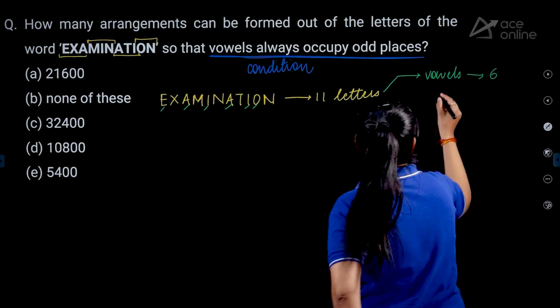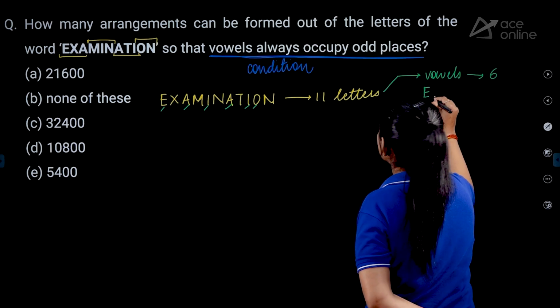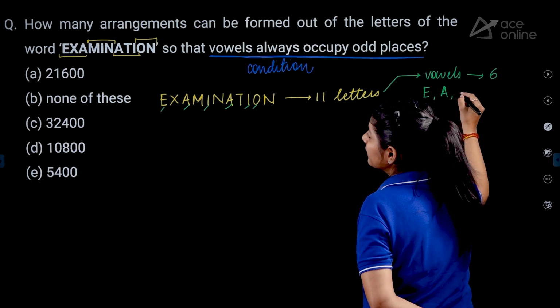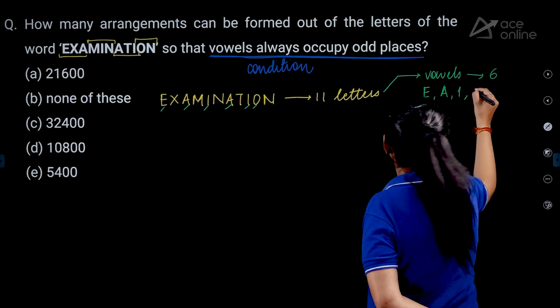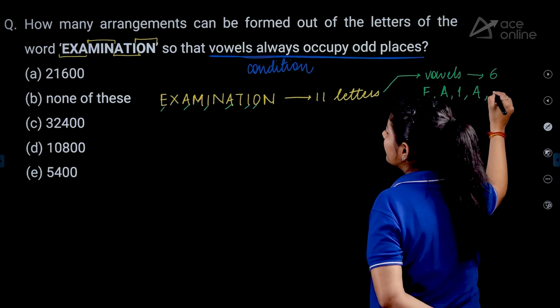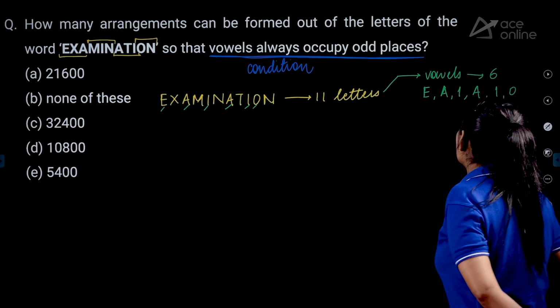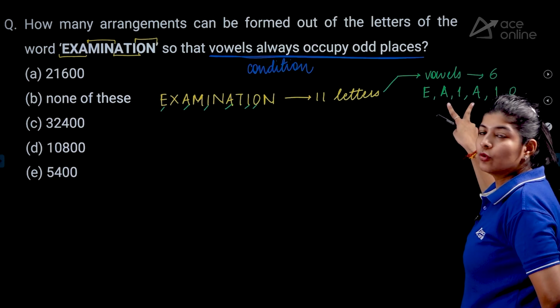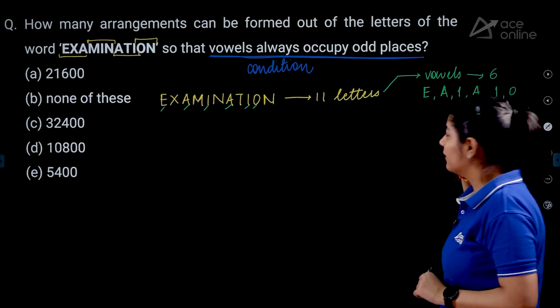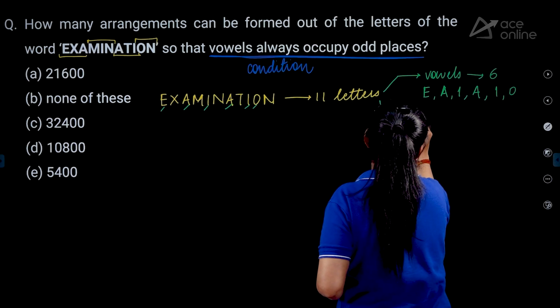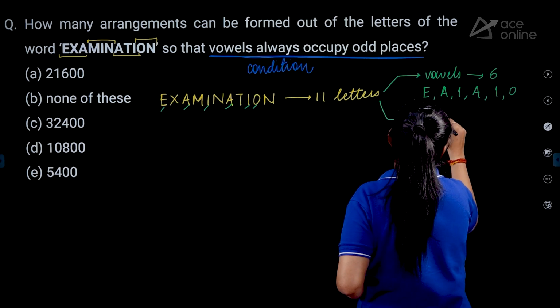Okay. And these vowels are E, A, I, A, I, O, right? So basically here we have 2 A's and 2 I's, right? Okay. Now the remaining 5 are consonants.